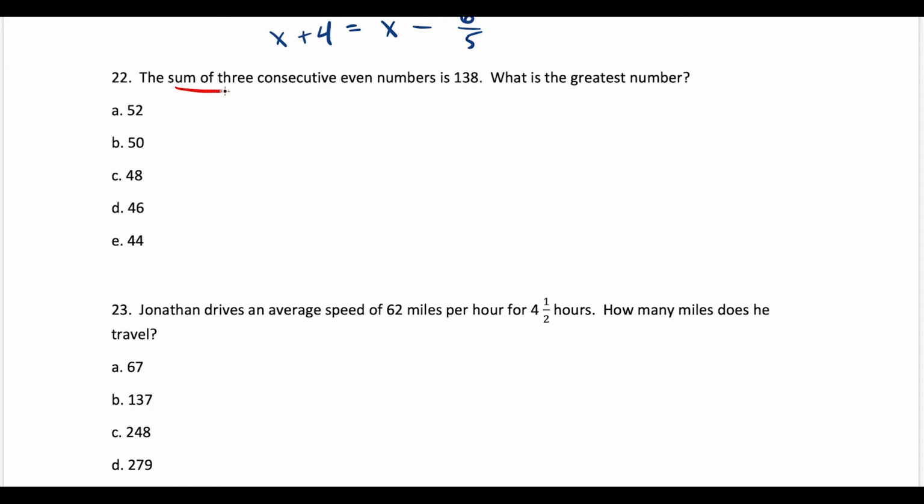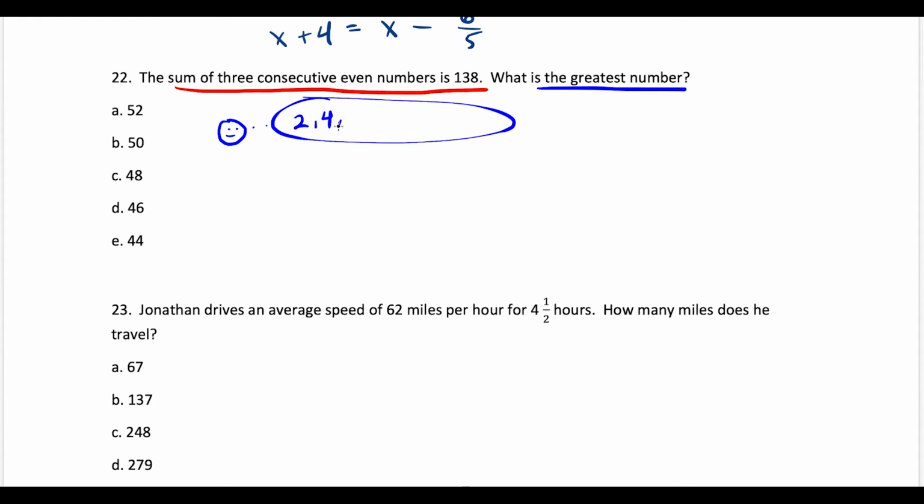Question 22, we're told the sum of 3 consecutive even numbers is 138, but we want to find what's the greatest number. So consecutive even numbers, if you think about this, if we look at some consecutive even numbers like 2, 4, 6, 8, 10, and so on, notice that the numbers increase by 2 each time. So we could define stuff algebraically. The first number we could call x. The second number would be x plus 2, because consecutive even numbers, the pattern is to get from one to the next, we just add 2. But then the third one would be x plus 2 is x plus 4.